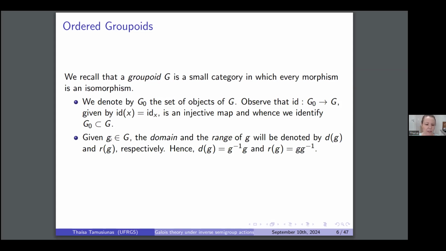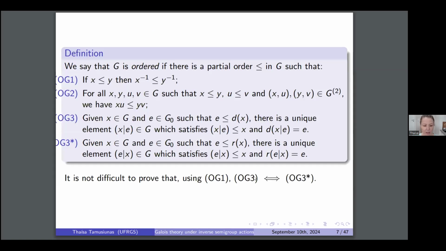And given an element G in G, a morphism, the domain and the range of G will be denoted by d(G) and r(G) respectively. We will use this notation for the pairs that are composable in the sense that the product GH is defined. And now we can define what an ordered groupoid is.